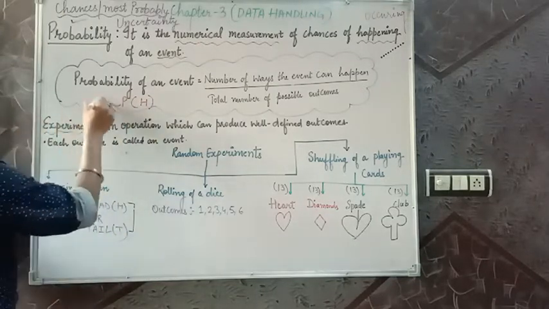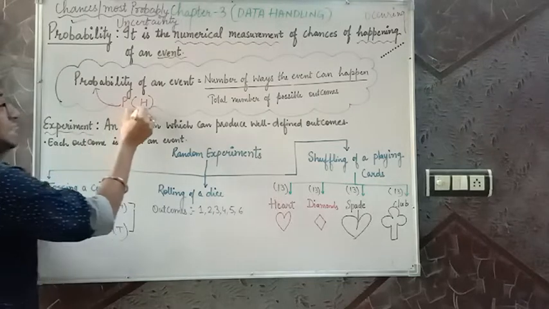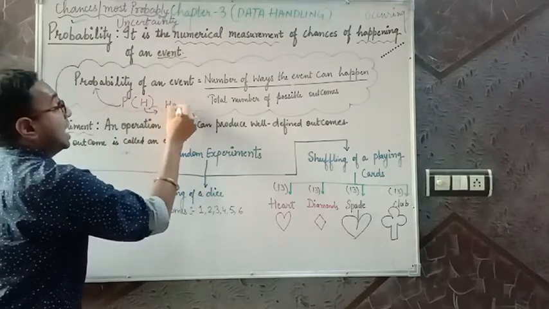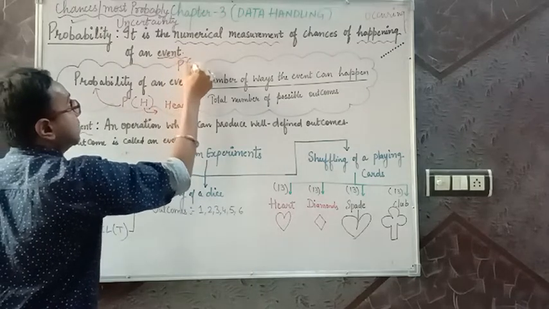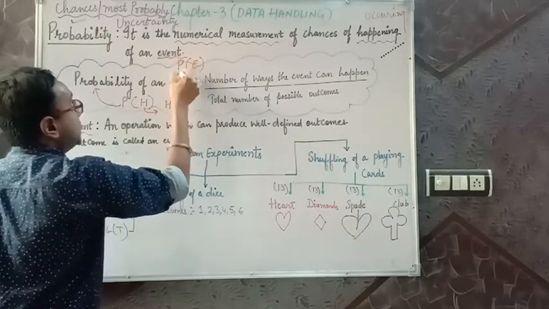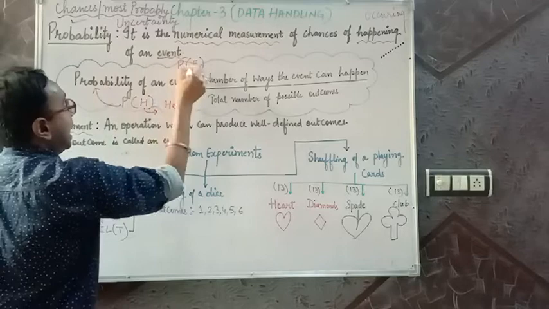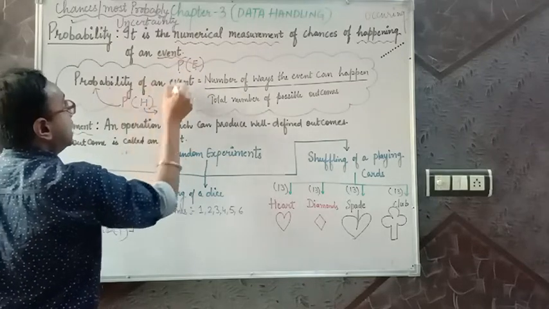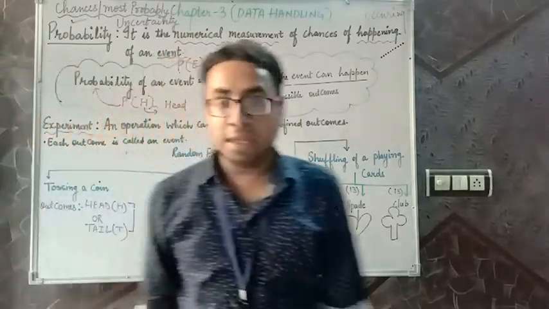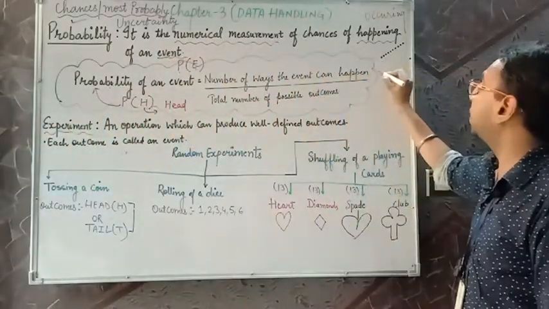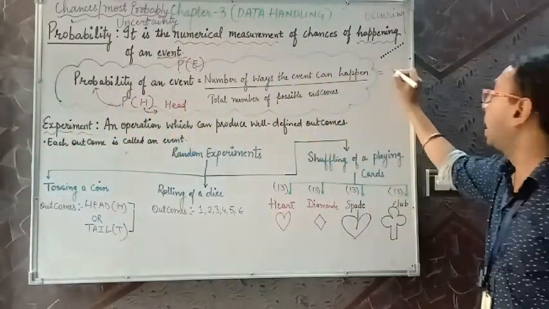Probability. P stands for probability and H stands for head. How to represent this? This is represented as P, and in the bracket you write E, where P stands for probability and E stands for event. Probability of an event. Probability of getting head. Clear?